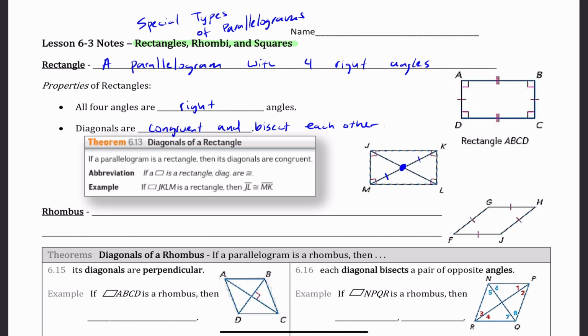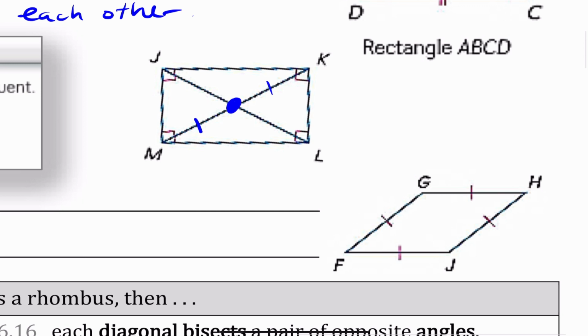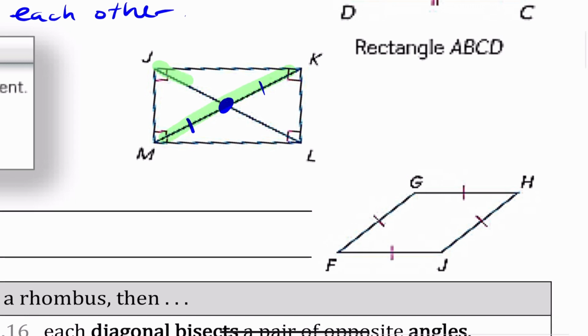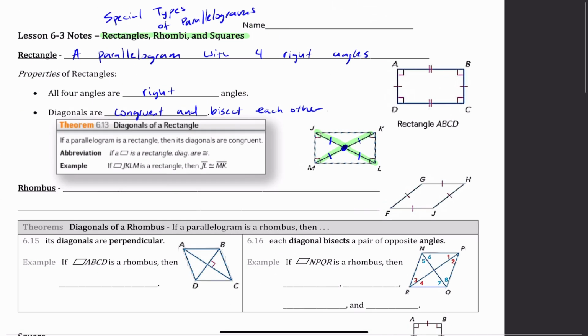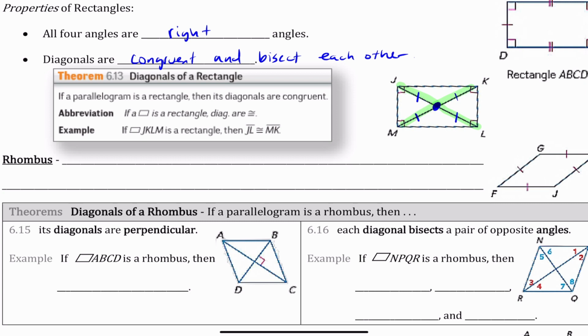But what did we say at the beginning? The diagonals are congruent, okay? So these diagonals are congruent to each other. So the question you might ask is, how many tick marks do I draw here? Well, I don't draw two, I actually draw one, because this segment is also congruent to that segment. This segment is congruent to that segment due to the fact that these diagonals bisect each other and are congruent, okay? So those are the properties of rectangles.